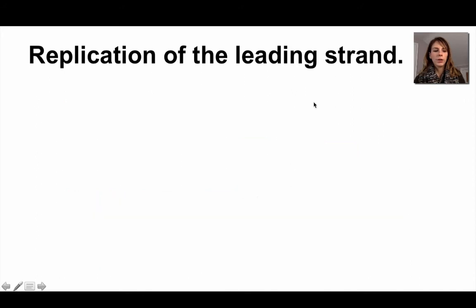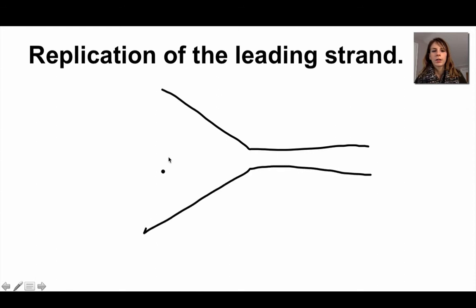Okay, so in terms of how you can represent this on your own diagram, again, you're going to have your replication fork, and you want to make sure that you label the ends of your DNA on all of your diagrams. And again, the leading strand is going to be down here. So I would want to use something to represent my primer. And then it's probably good to use a different color to represent the new DNA. So I would just draw a line to represent my new DNA.